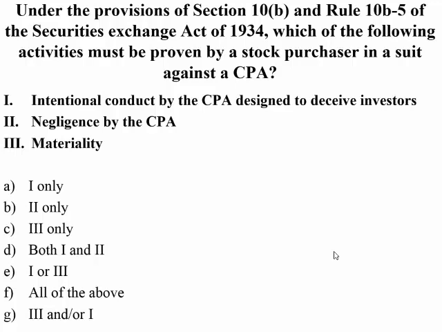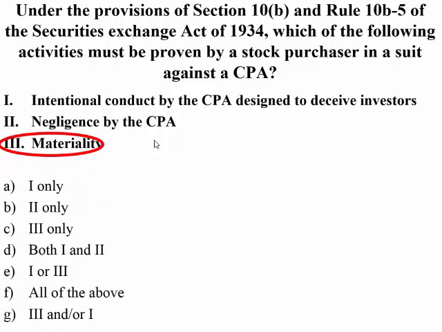So let's apply this. Under the provisions of Section 10(b), Rule 10b-5 of the Securities Act of 1934, which of the following activities must be proven by a stock purchaser in a suit against a CPA? And so we see intentional conduct, negligence, and materiality. So if it just says negligence, you shouldn't infer that they mean gross negligence. So this is suggesting ordinary negligence by the CPA. So that's not going to be a good answer.